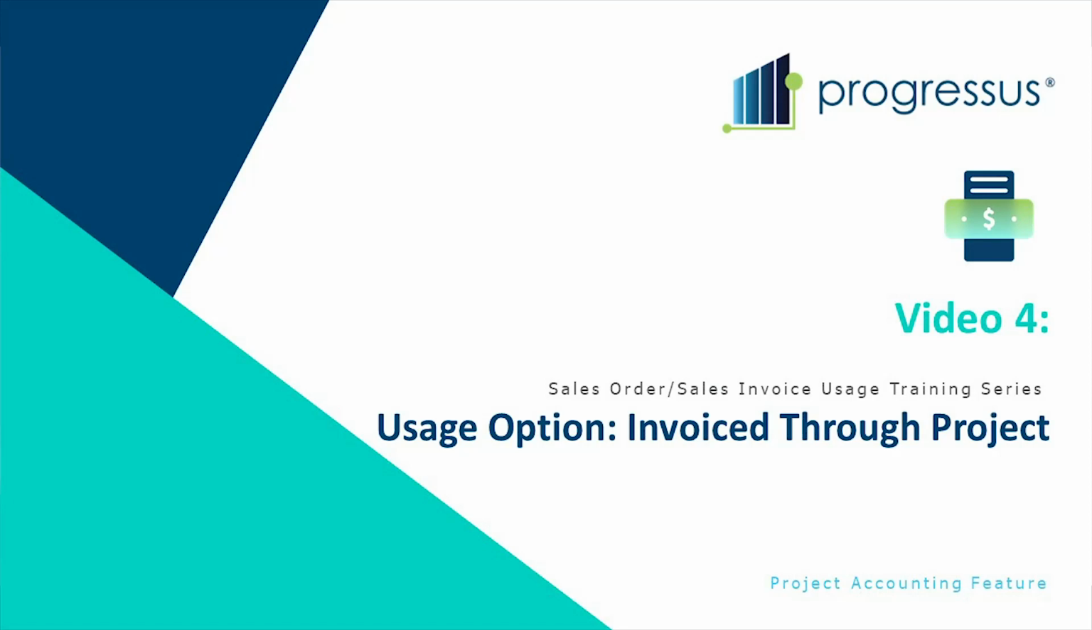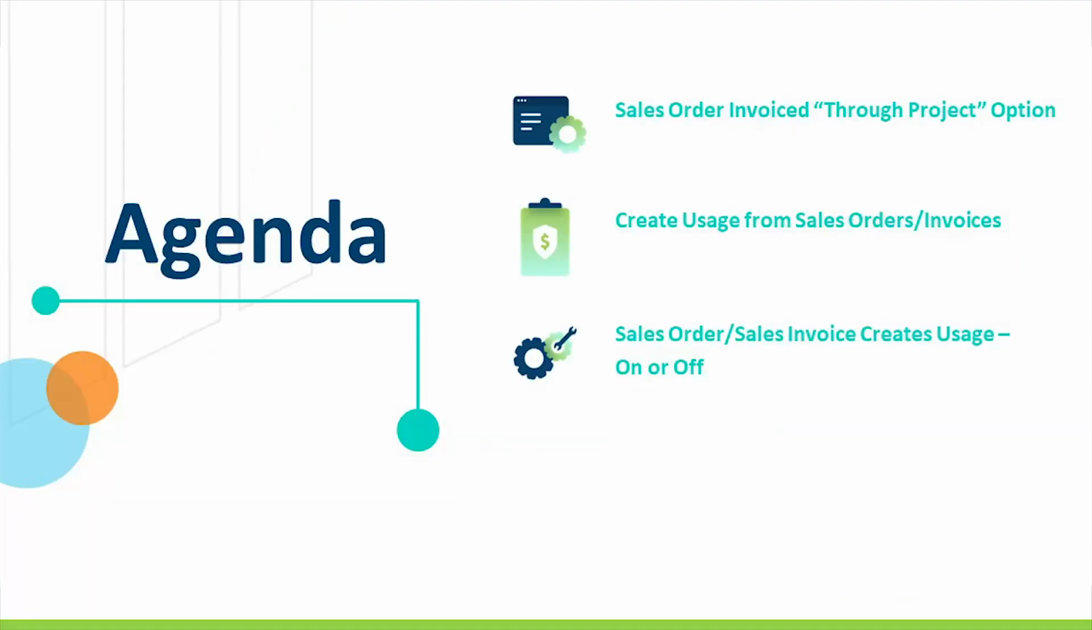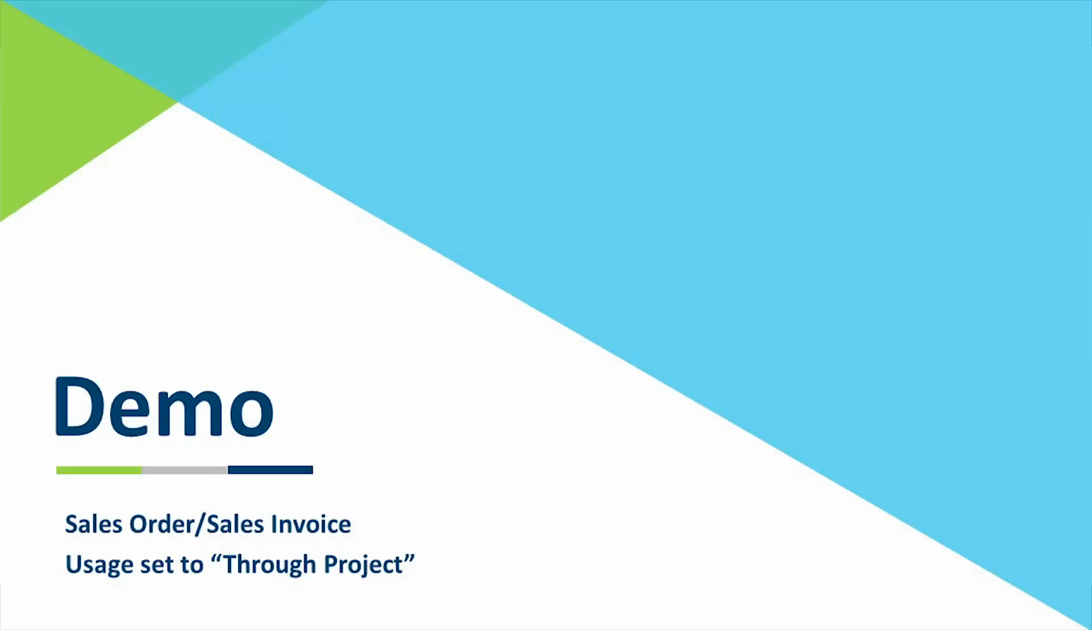In this video, we'll review how sales orders create usage in the project ledger using the Through Project option for Sales Order Invoiced. We'll review the Sales Order Invoiced Through Project option and how it works with the Sales Order Sales Invoice Creates Usage option both on and off. We'll also take a look at the Creates Usage setting, both on and off.